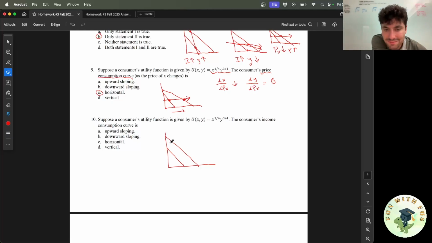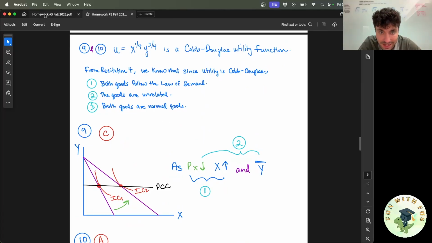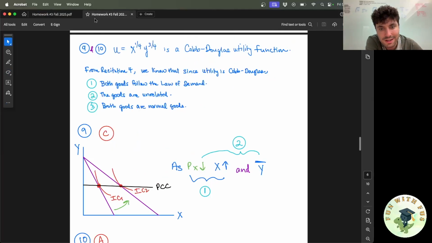There you go. Okay. So we are increasing our income. So if I increase my income, what is going to happen? So we know that they are, what was it? We know about Cobb Douglas that they are always normal goods. So if my income is to increase, then I would expect this one and this one to increase. So this would look like from here to here, I want more x and more y. So it's going to go like that, and then it's going to be an upward slope, and then we're going to get A. Let's go, baby.